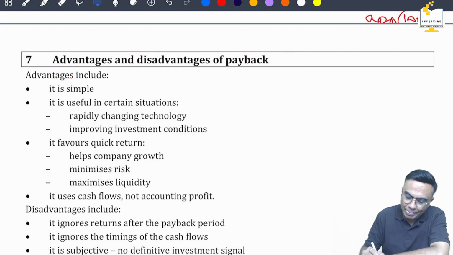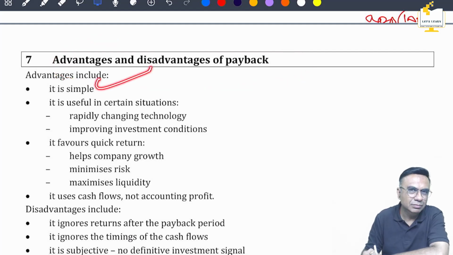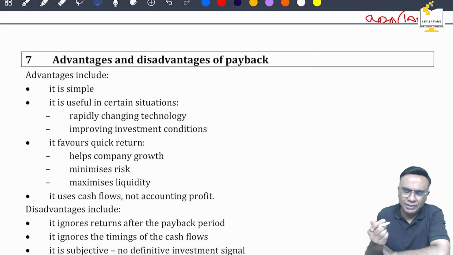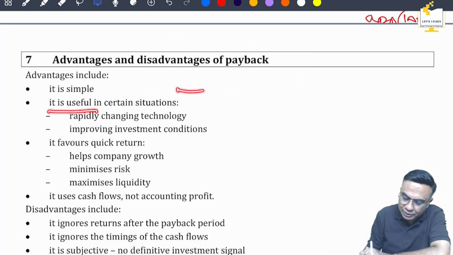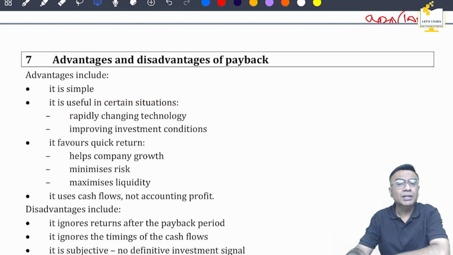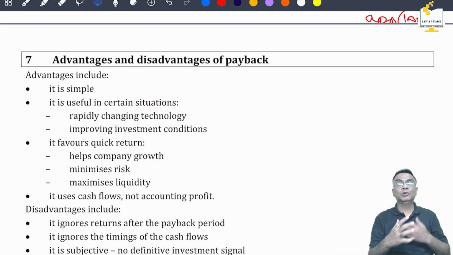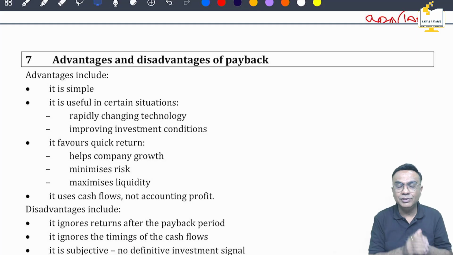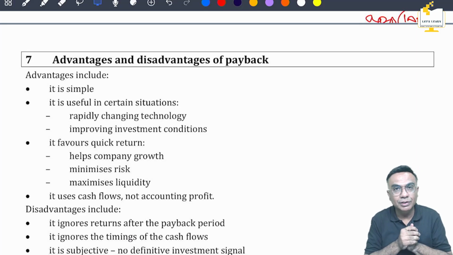Very simple. First of all, it is simple. It is simple to calculate. We can see it's quite simple. It is useful in certain situations where rapid technology is used. It is used for those businesses where the product becomes obsolete very fast. Now say for example, let us say about Samsung phones.